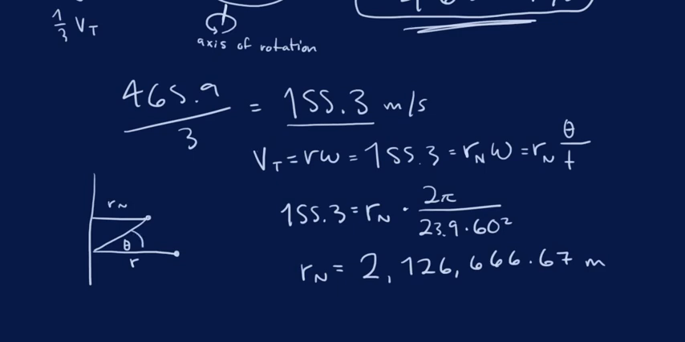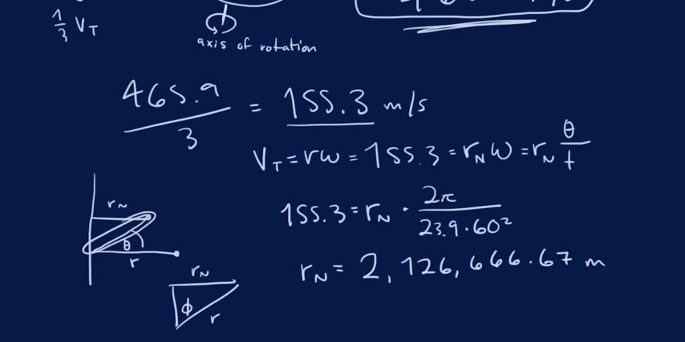So what can we do here? Well, this right here is still the radius of the Earth. So we can draw this triangle. We know this side, Rn, we know this side, that's the radius of the Earth. And let's find this angle. I'm going to call it phi to avoid confusion.